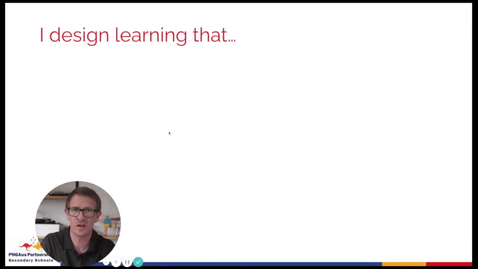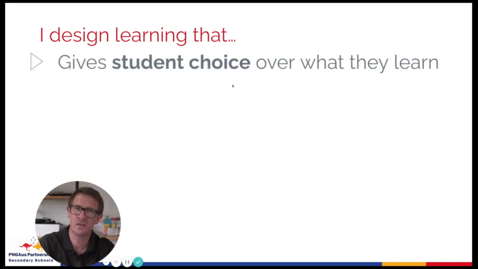We describe those ideas as "I design learning that" statements. And I bring you back to these just to continue to challenge you to think about whether you're doing this or not and how you might increase your work. There may well be aspects of the course that you want to continue to develop, and I encourage you to keep coming back to these statements because these are the things that will help you focus on this approach.